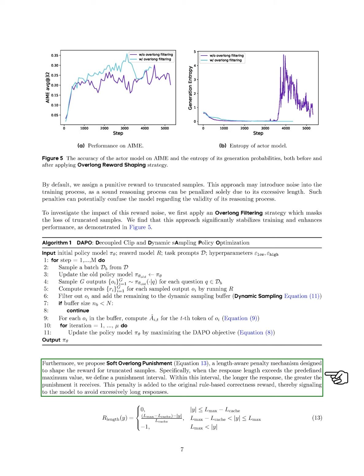We also introduced a soft overlong punishment mechanism, which applies a penalty based on the length of the response. If a response exceeds the maximum length, the penalty increases with the length, encouraging the model to avoid overly long outputs.